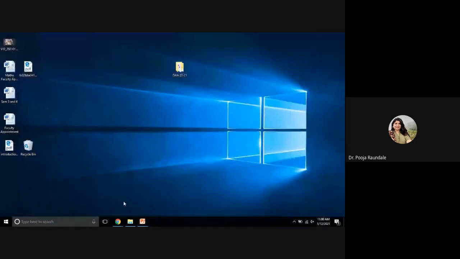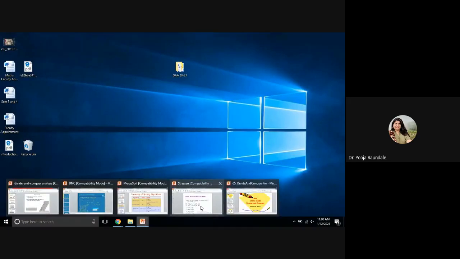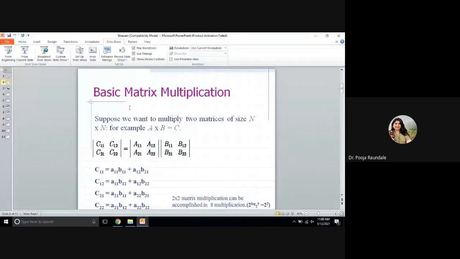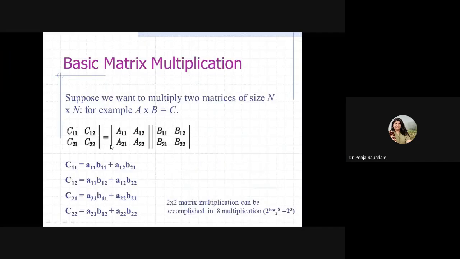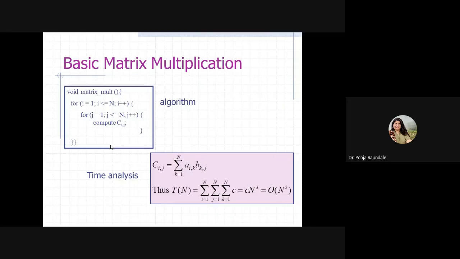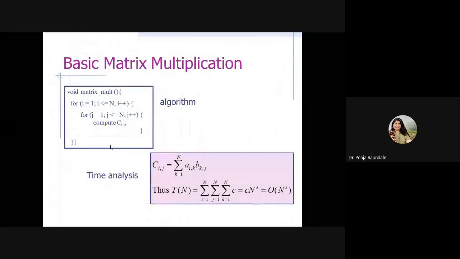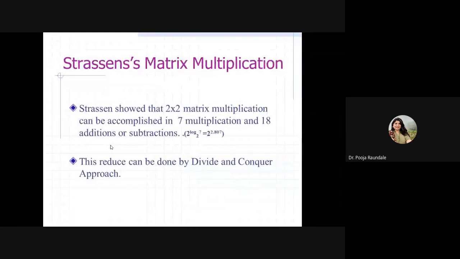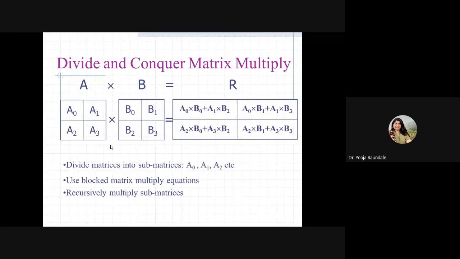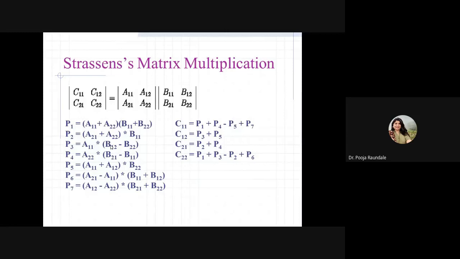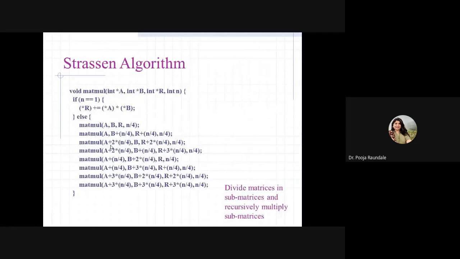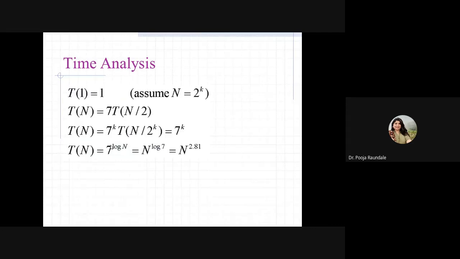Now we'll discuss Strassen's matrix multiplication. It's visible, no? We've already solved this and we know brute force matrix multiplication, and we already know that brute force matrix multiplication is n cube. Now let's apply divide and conquer and Strassen's method for this matrix multiplication. We know these concepts, we'll just directly go to the time analysis of Strassen's matrix multiplication.